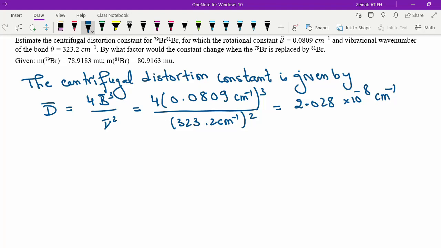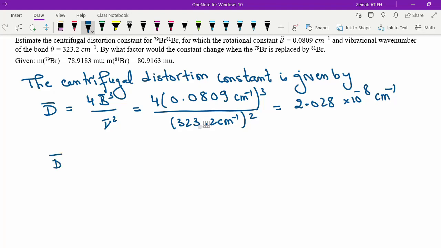The second part says, by what factor would the constant change when Br79 is replaced by Br81? In a molecule, when we replace an atom by its isotope, the bond does not change. What changes is the effective mass of the molecule. D bar depends on B and mu. Mu will not change because it is related to the bond. B will change because B is related to the effective mass. So a change in D is due to a change in B, which is in turn due to a change in the effective mass. So let's see what happens if we replace Br79 by Br81.